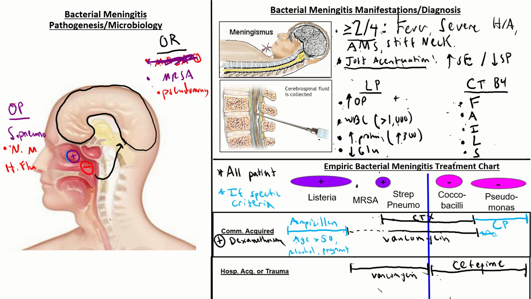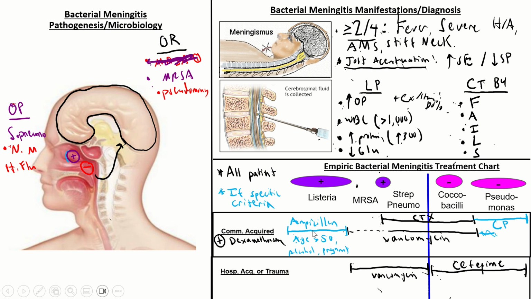and usually cultures and stains are about 80% sensitive. But if you really don't have any of those, if it's lymphocytic predominant, you might be thinking more of aseptic meningitis, and you can actually kind of de-escalate your antibiotics. All right, so that's our workup and manifestations of bacterial meningitis.